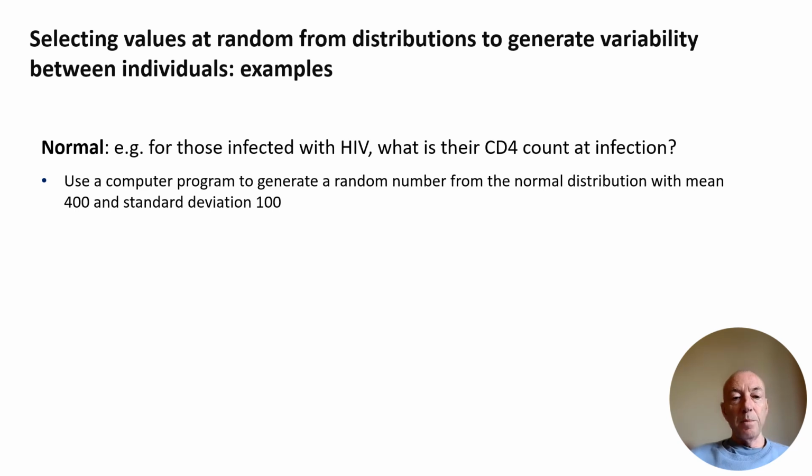Now, another example might be, let's say we have a model of HIV infection, and one of the variables we want to include is the CD4 count at the time of infection and beyond. We might then decide, in order to allocate a CD4 count for each person when they're infected with HIV, to sample, for example, from a normal distribution with mean 400 and standard deviation 100. And this is the kind of thing we've done because this seems to reflect the variable levels of CD4 count in people just infected with HIV.